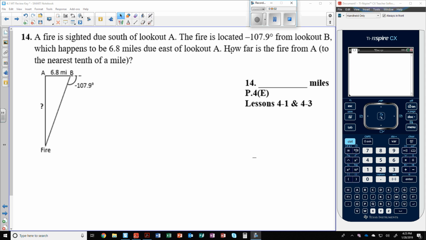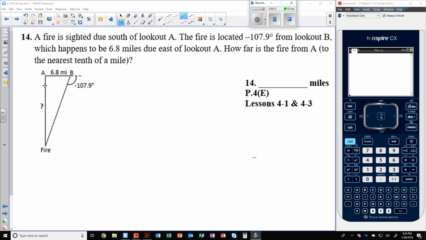Number 14. A fire is sighted due south of lookout A. The fire is located negative 107.9 degrees from lookout B, which happens to be 6.8 miles due north of lookout A. How far is the fire from lookout A? Now we'll round this to the nearest tenth of a mile. So here's our drawing here, and we want to determine what this distance is.